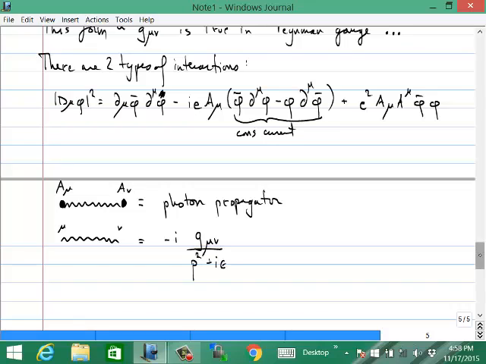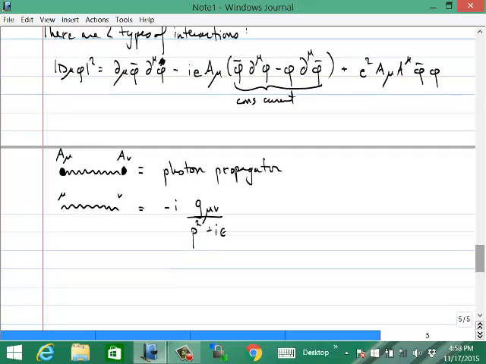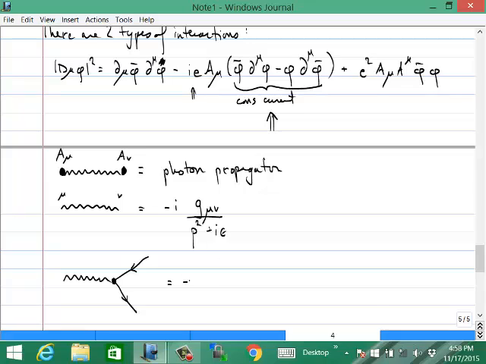But now we have various interaction vertices. There'll be one interaction vertex coming from this term here, where a photon can turn into an electron and a positron. So that'll give you an interaction vertex that looks like this. And that vertex will be proportional to the coupling constant, so it'll be proportional to minus i epsilon i times the electric charge.